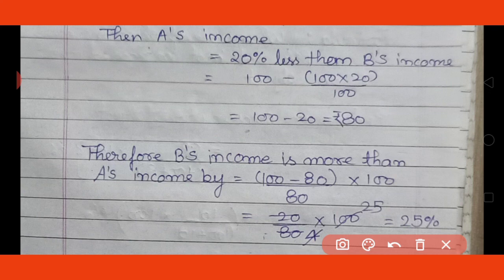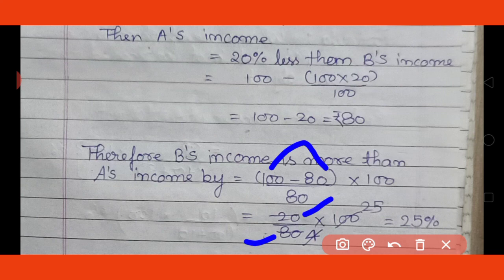That is 20 rupees. So we have to find the ratio of the increased income of B and actual income of A. So we will subtract for getting the exceed income of B. So 100 was the B income and 80 was the A income. Then 100 minus 80 is equal to 20. This was the difference between the A and B income, and 80 was the A income. So 20 upon 80 was the ratio of the exceed income of B and actual income of A.